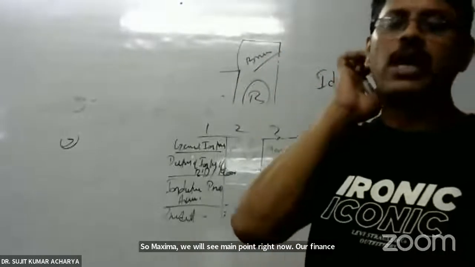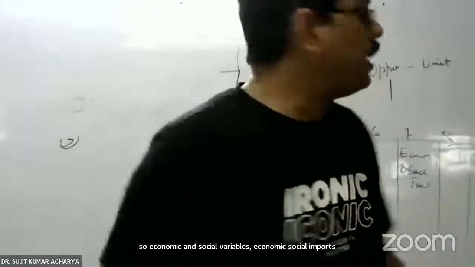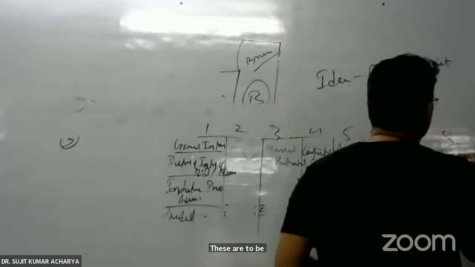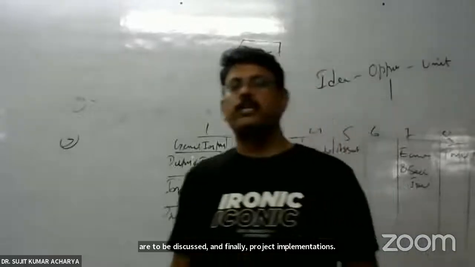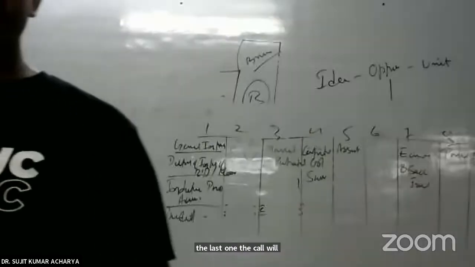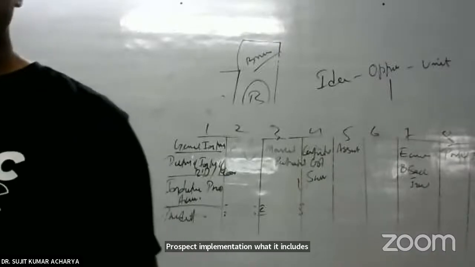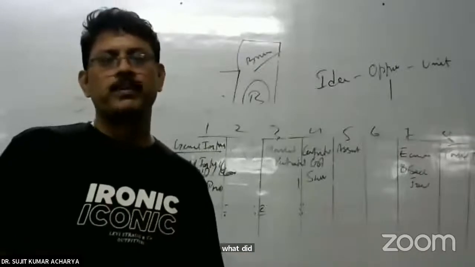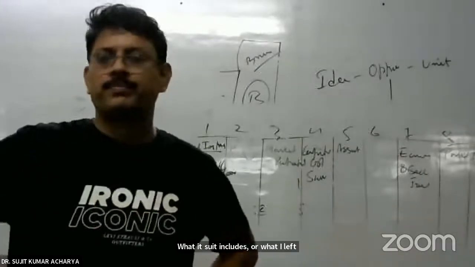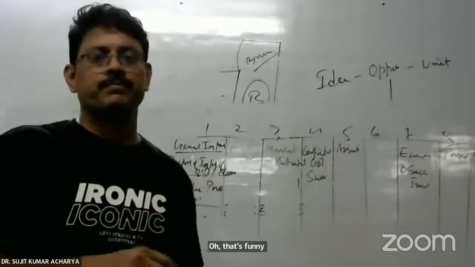So economic and social variables, economic and social inputs, these are to be discussed, and finally project implementation. What does it include? The project implementation includes what? Last point, what did I say? What should it include, or what did I leave out?